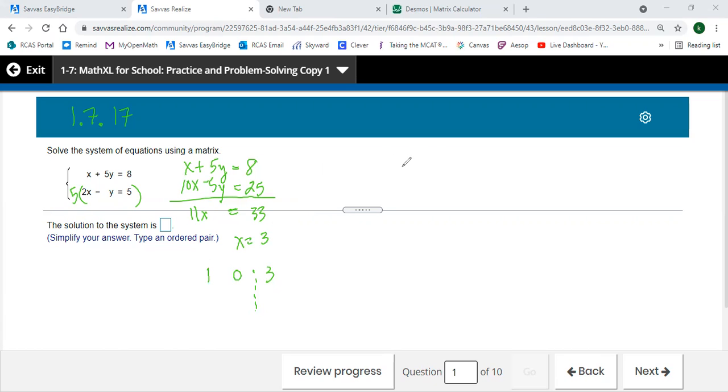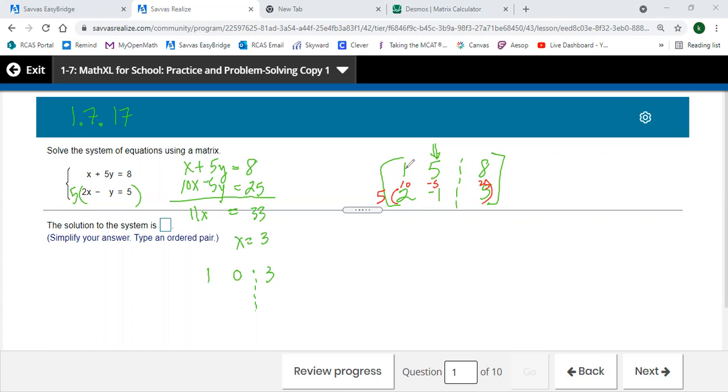But if we're going to do it just with matrices, I've got the 1, the 5, and the 8. I've got the 2, the -1, and the 5. Put the brackets around there if you want, just to show it's a matrix. Again, I would want a 0 here where this 5 is. So I'm going to multiply this whole row by a 5. So I've got 10, -5, and this 25.